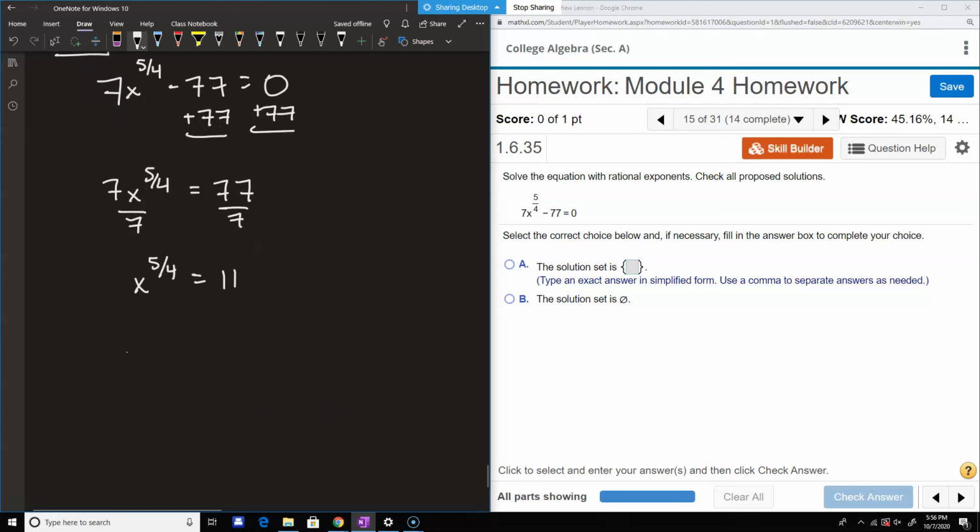Well, the reason is when you raise an exponent to an exponent, what do you do with the exponents? You multiply them, right? And the multiplicative reciprocal of 5 over 4 is 4 over 5. So if you multiply the 5 over 4 with the 4 over 5, you just get the first power. So the left-hand side just becomes x. And then this is 11 to the 4 over 5. And I think that's all they want.